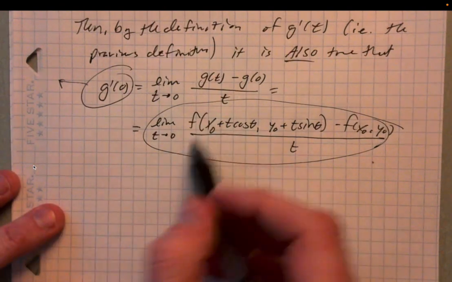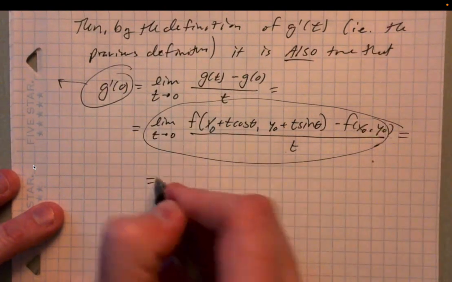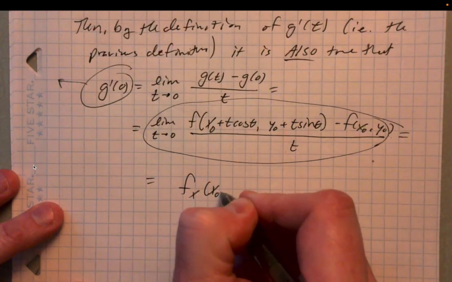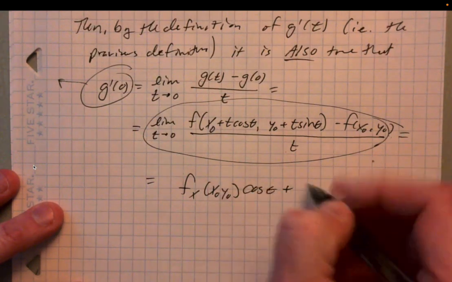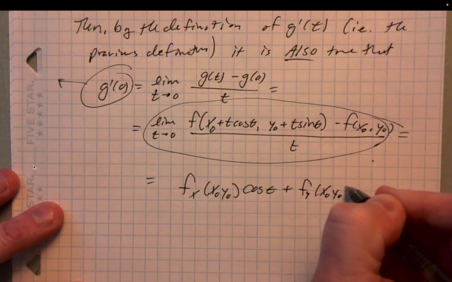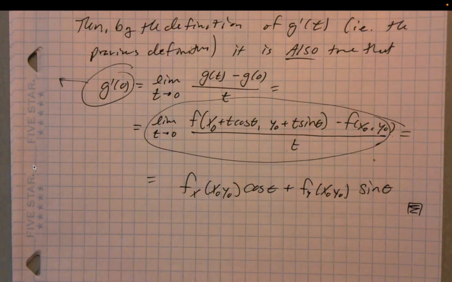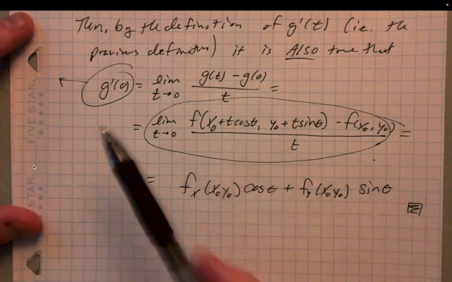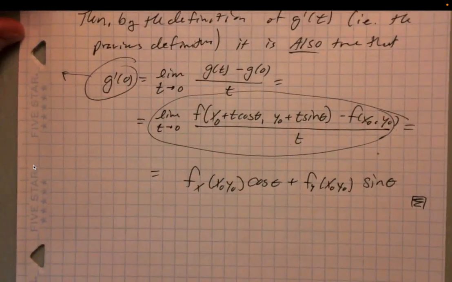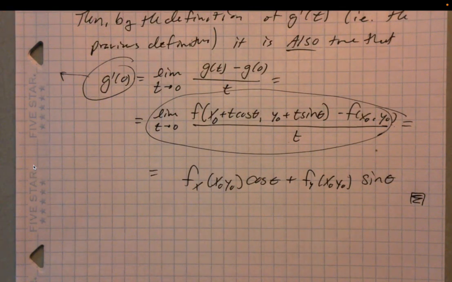All right, so that means this guy here is equal to f sub x at x naught, y naught, times cos theta, plus f sub y at x naught, y naught, times sine theta. And so that's what we were intending to show: that this was another way to calculate the directional derivative, i.e. using the partial derivatives and cos theta, sine theta. Hopefully that's helpful in seeing that these derivatives are all related, and the directional derivative is kind of a special case, isn't it?